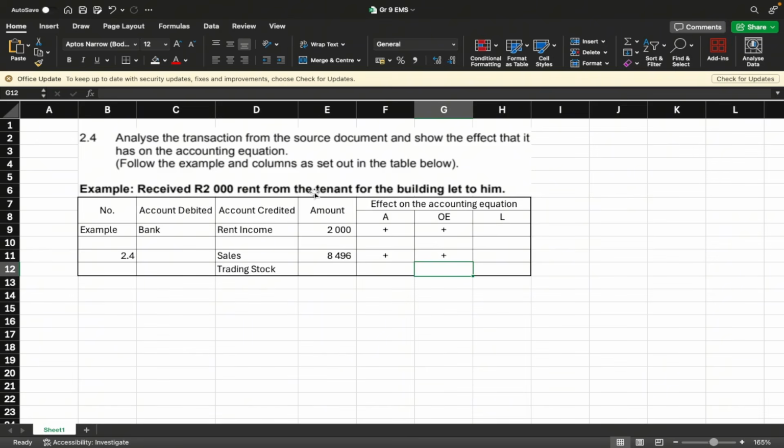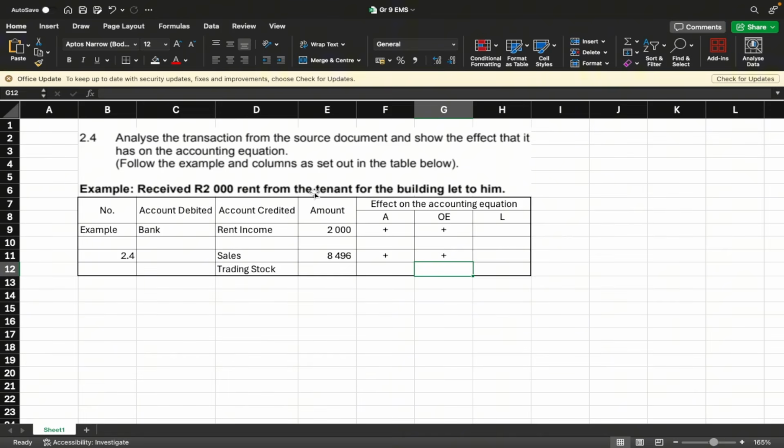Rent income is an income. We know that our income always increases on the credit side and decreases on the debit side. And so because bank is increasing because we're receiving money, we're putting it on the debit side, and rent income is increasing because we have just earned this rent income, then we're putting it on the credit side.